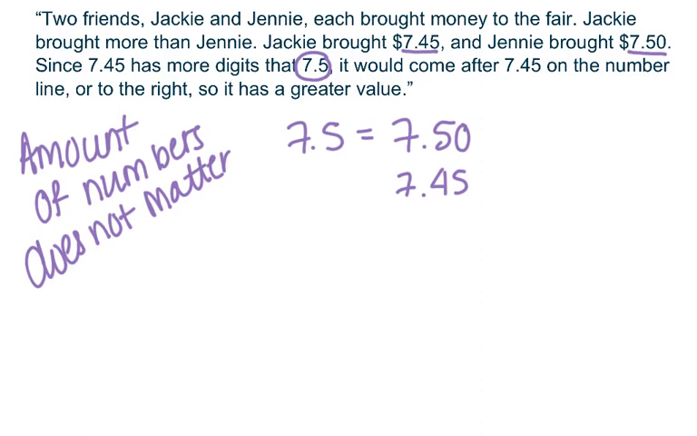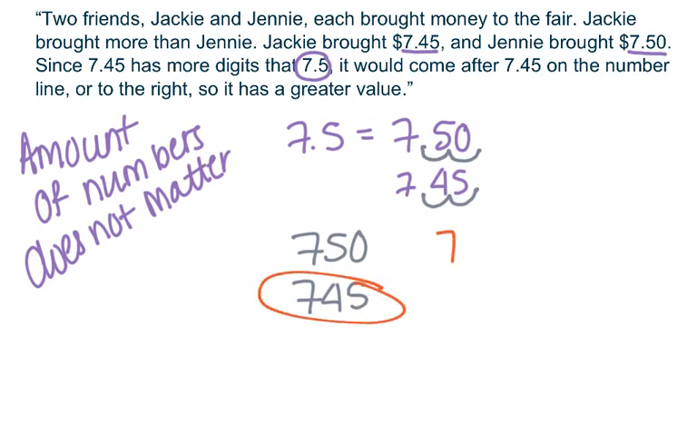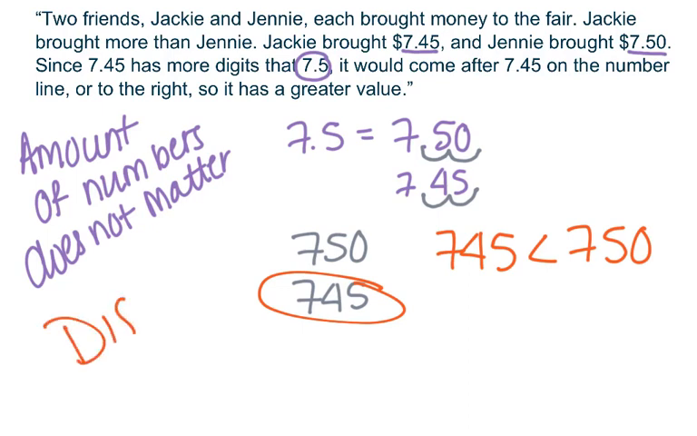And if you're still having trouble with that, or even looking at it on a number line, just make it a whole number. Let's move our decimals both places to the right, and you can see that now our numbers are 750 and 745, and we know that 745 is less than 750. So we disagree with this person.